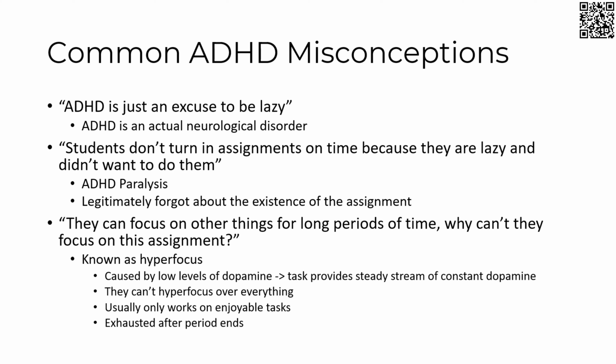another misconception is that they can focus on other things for long periods of time. Why can't they focus on this assignment? So this is known as hyperfocus. It's caused by low levels of dopamine, and then what happens is the task provides a steady stream of constant dopamine. One thing I do want to mention before I get into the example is that we can't hyperfocus over everything. So it's usually more towards enjoyable tasks. If I don't like doing my math homework, obviously I'm not going to be able to focus on doing it.